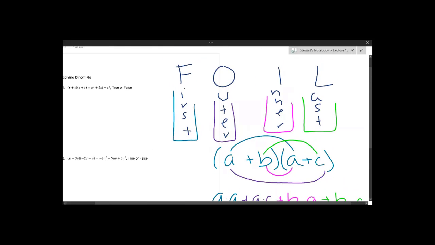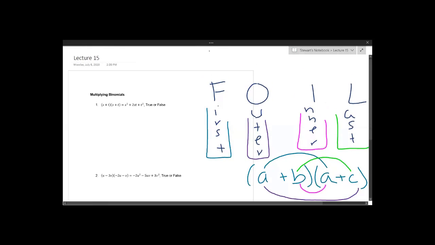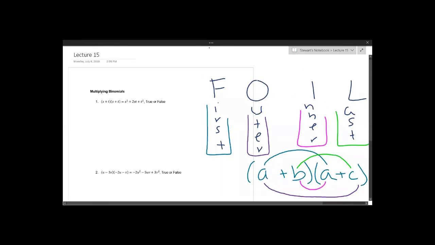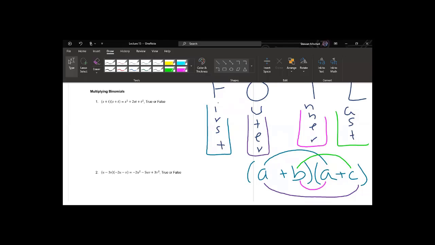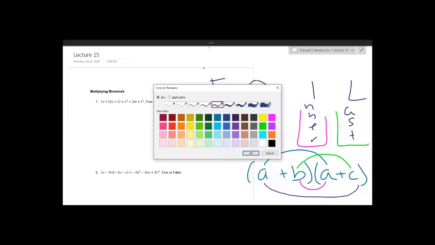Okay, so now that we have that idea, let us go through these examples of multiplying binomials together. It says s plus t times s plus t is equal to s squared plus 2st plus t squared. True or false? Okay, so we need to evaluate this and then see for ourselves.